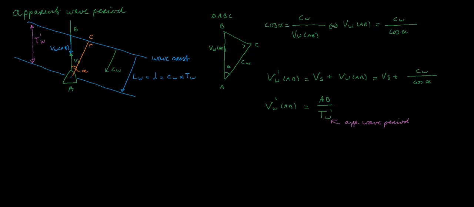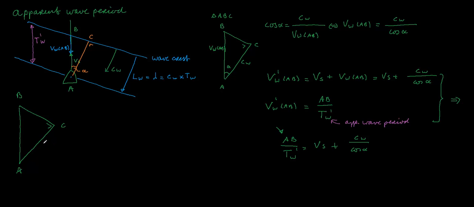Okay, let's combine these two equations here. So we combine those two, and we could say that AB divided by the apparent wave period equals own ship speed added to wave speed divided by cosine alpha. Okay, we make another triangle, because I would like to say something about the AB. Make the same triangle. We have A, B, and C, straight angle. So this is also the length of the wave, given in blue over here. So this is our L, length of the wave, sometimes called lambda as well.